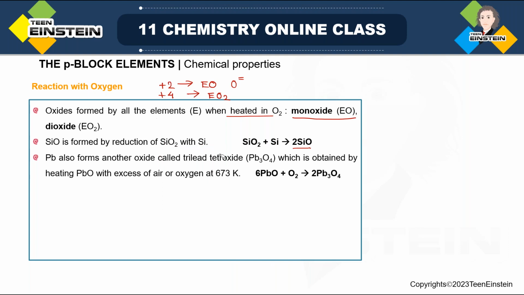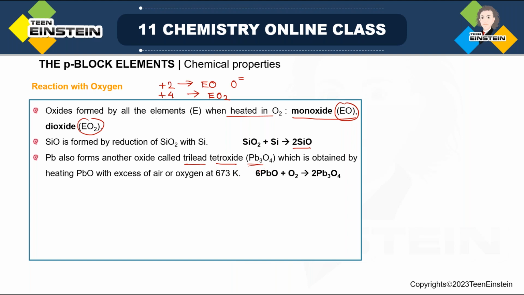In case of lead, though we have said that we have these two types of oxide, for lead especially we have a different type of oxide also. It is called tri-lead tetroxide. Look at the formula, Pb3O4. If you try to guess the oxidation state, total 4 oxides means total negative charge -8. Then is the oxidation state per Pb 8/3? Actually, that is not the case.